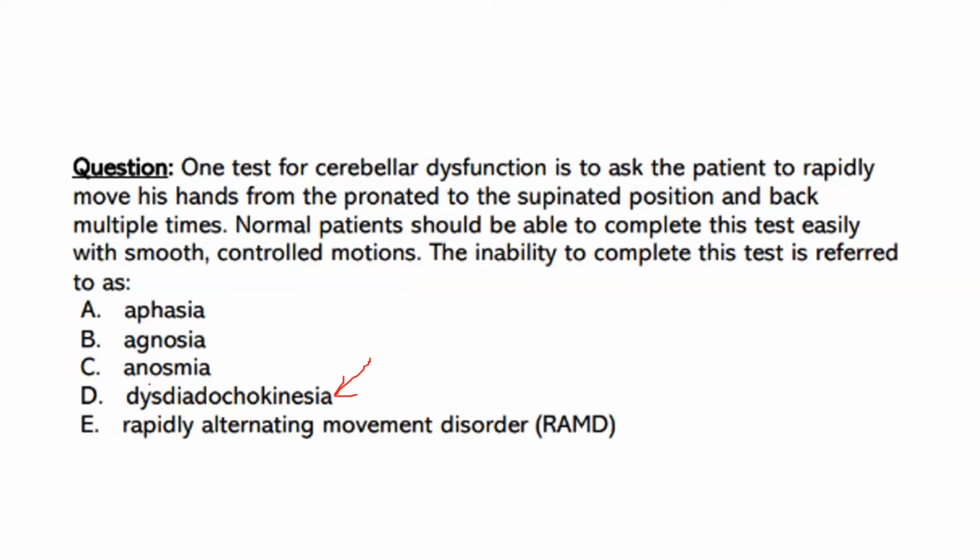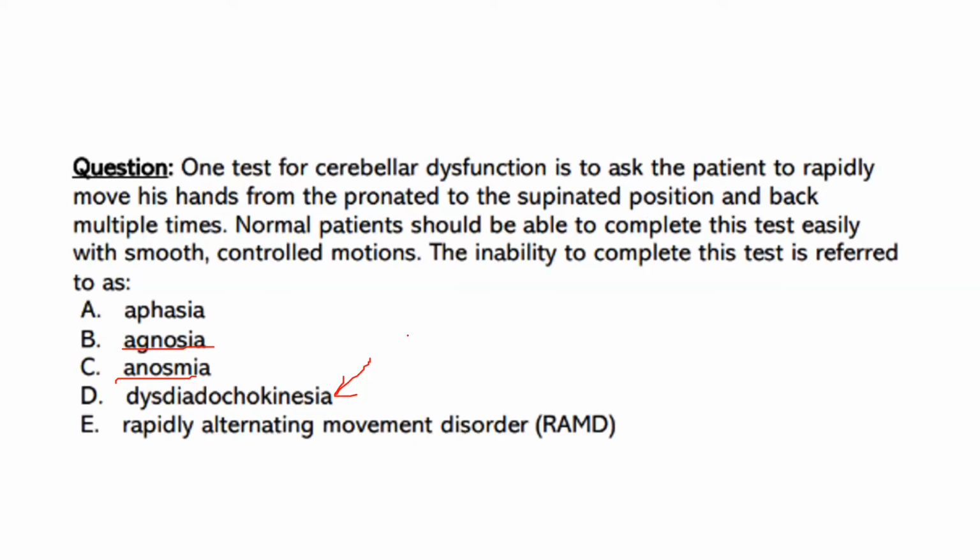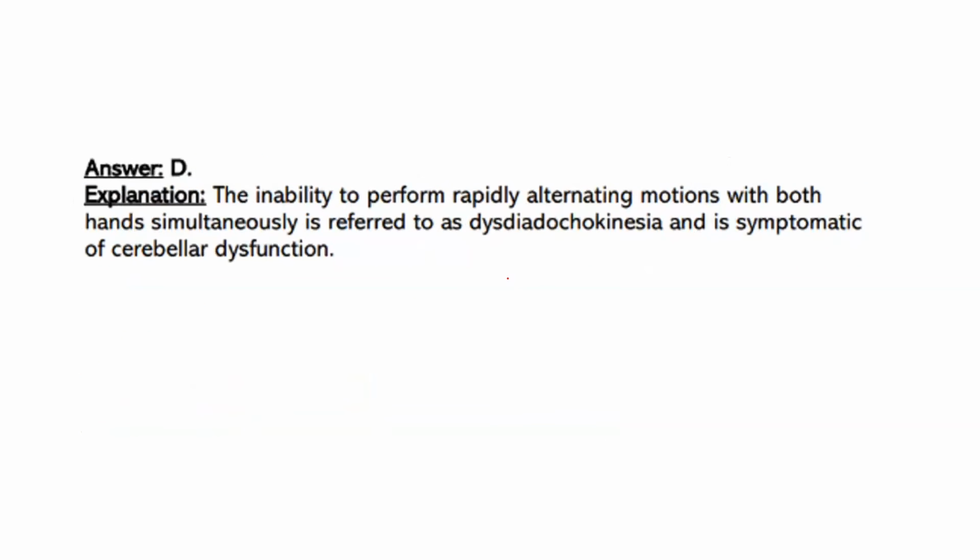Right, anosmia is an inability to smell. Agnosia is an inability to recognize objects. Aphasia, an inability to speak. And rapid alternating movement disorder is kind of exactly what it suggests, really. And so yeah, dysdiadochokinesia is the symptom of being unable to pass the test, and it indicates cerebellar dysfunction.